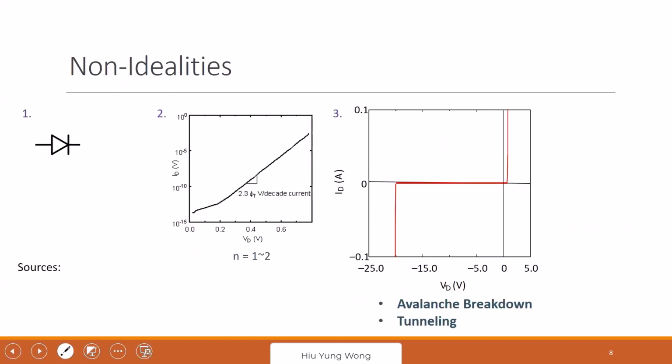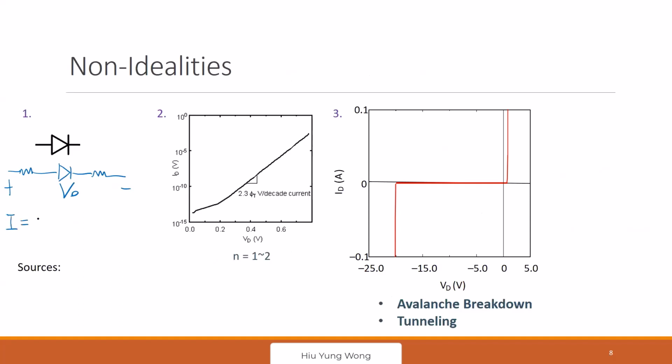Okay, if no, then let's look at some non-ideality of the diode, right? We talk about diode, but actually this is not the real diode. We actually have some resistance for a real diode. So when you apply VD, you actually apply VD to here. So what is the real equation?